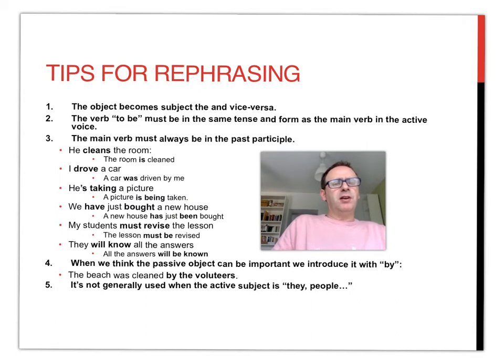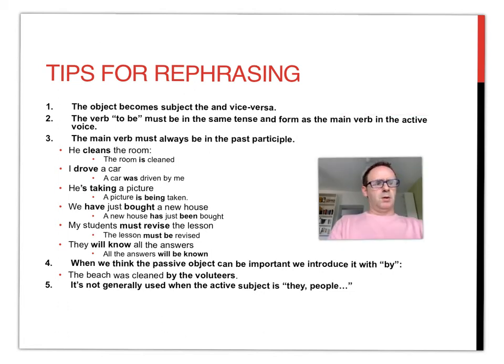Example number 2, I drove a car. Now notice that the main verb is in the past. Okay, so the verb to be needs to be in the past. A car was driven. Why driven? Because it's the past participle of an irregular verb. Drive, drove, driven. This, of course, gets complicated when we use continuous tense like we are doing in number 3.